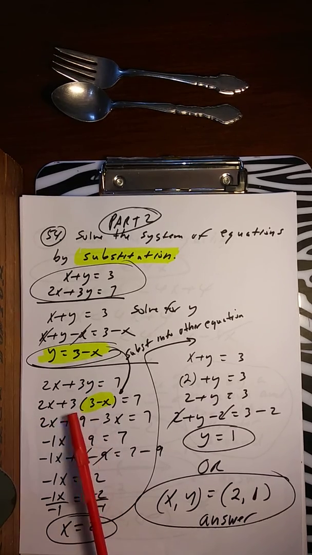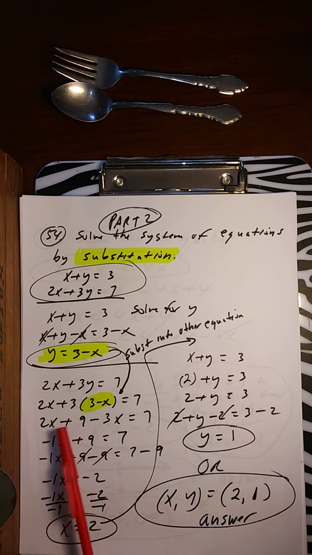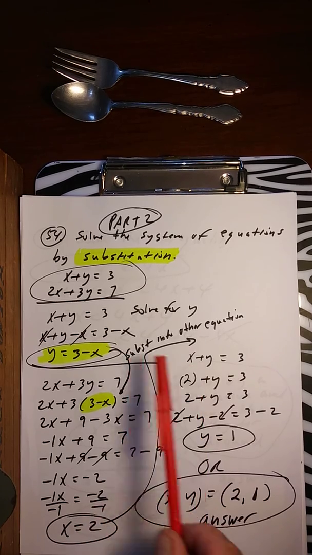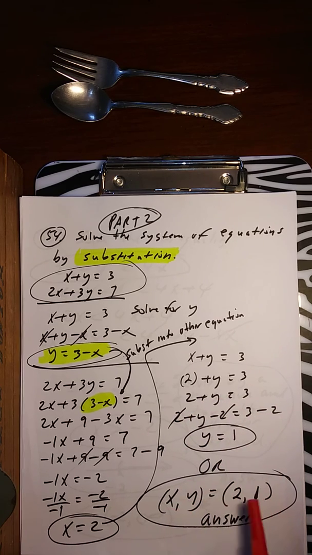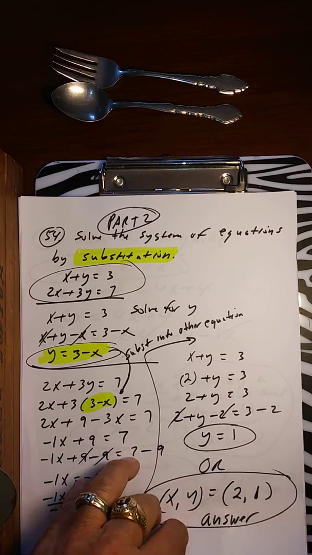So 2x plus 9 minus 3x. That gives me negative 1x plus 9 equals 7. Minus 9, minus 9. Negative 1x equals negative 2, divided by negative 1, divided by negative 1. So x is 2. Put it back in there. Substitute in the other one. So 2 plus y is 3. Minus 2, minus 2. So y is 1. Or 2 comma 1, the answer.